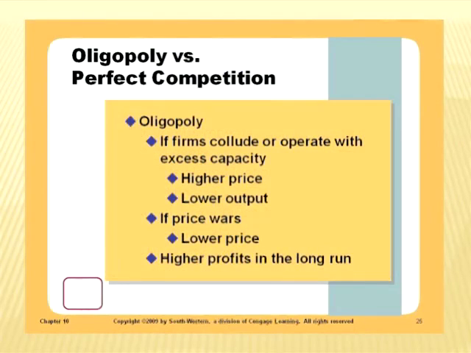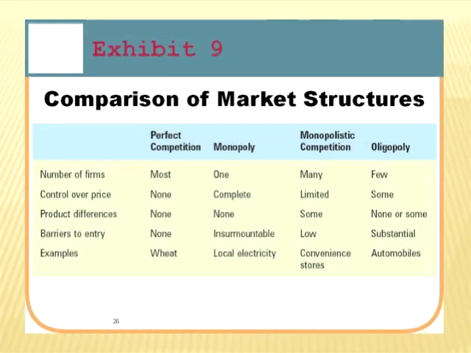So let's compare for a second. How does oligopoly compare with perfect competition? In oligopoly, if the firms collude or operate with excess capacity, they're going to have higher prices and lower output, so they are going to be similar to monopolists. In fact, they operate very much like monopolists. If they have price wars, that will lower prices. However, they will have higher profits in the long run.